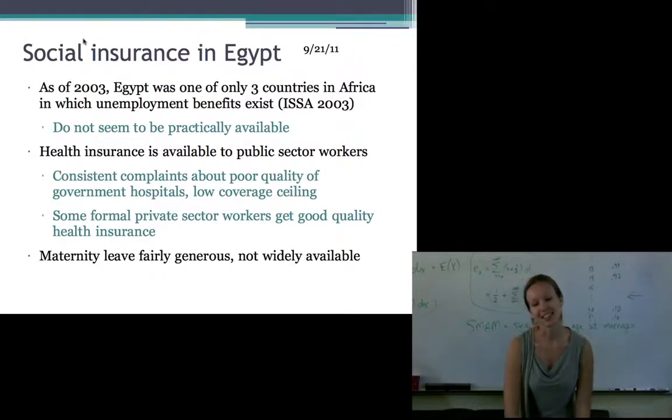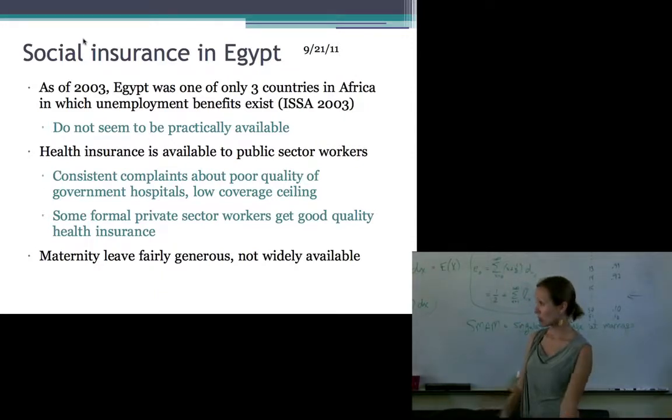Health insurance is really not very widespread. It's basically available to people who work in the public sector. And in this, I found what they found in a lot of the Latin American literature, that the public sector health insurance means you have to go to public hospitals and public clinics, which are generally of very poor quality. And most of the people who had the insurance didn't actually use it. They would pay to go to private clinics.